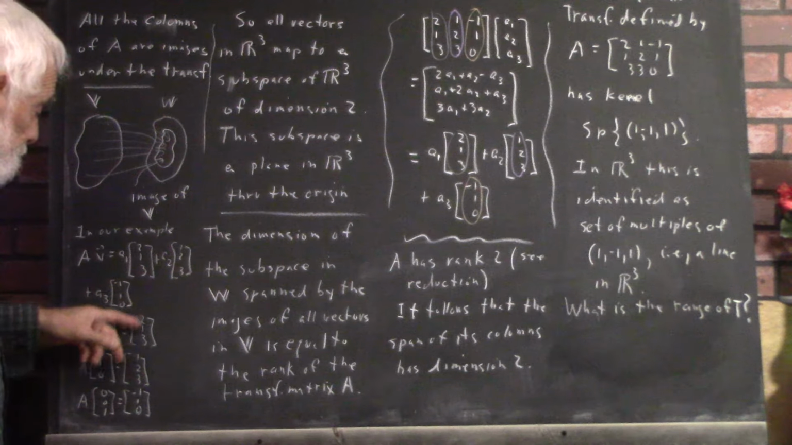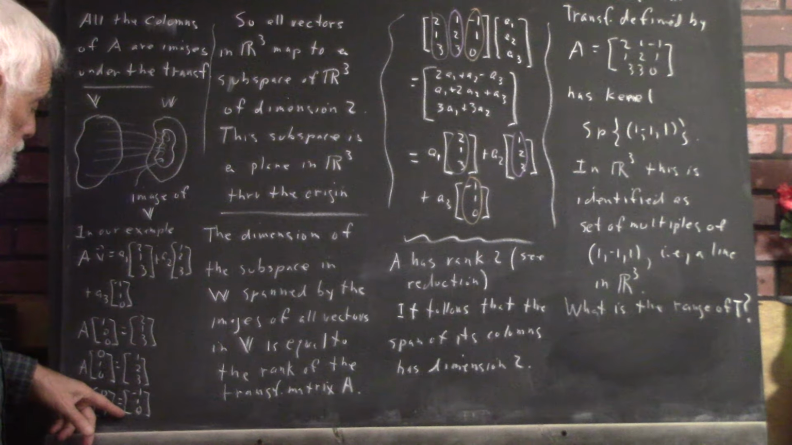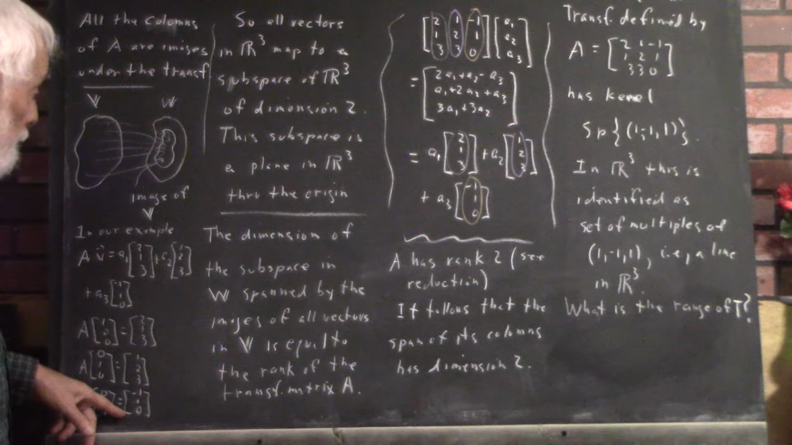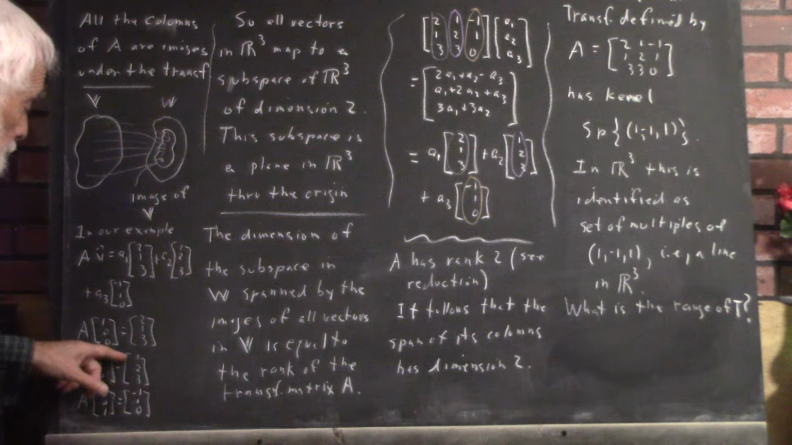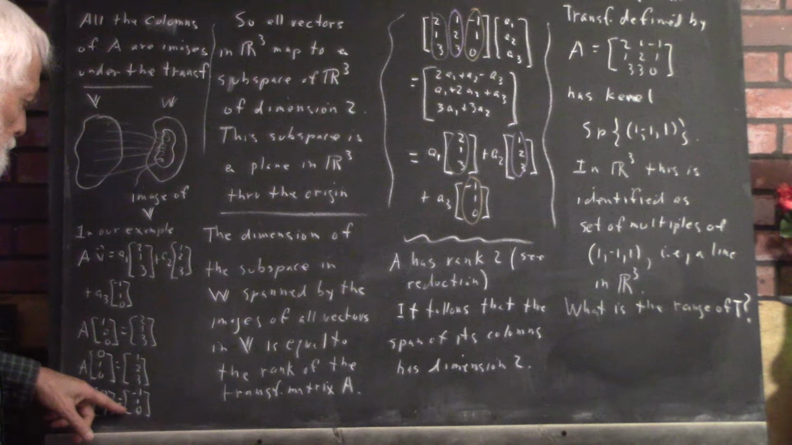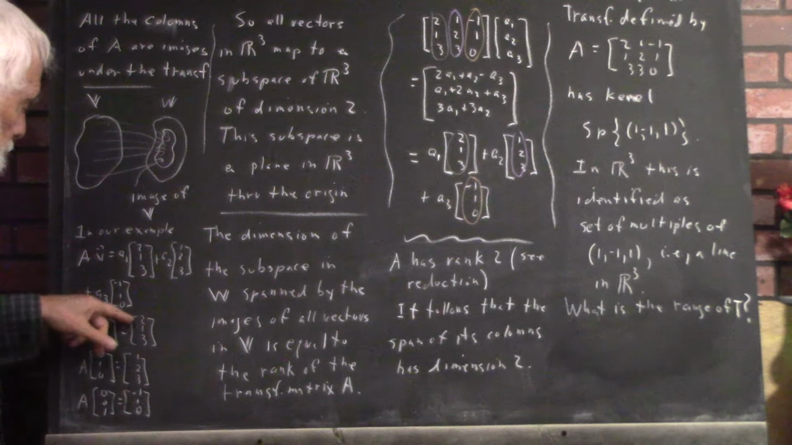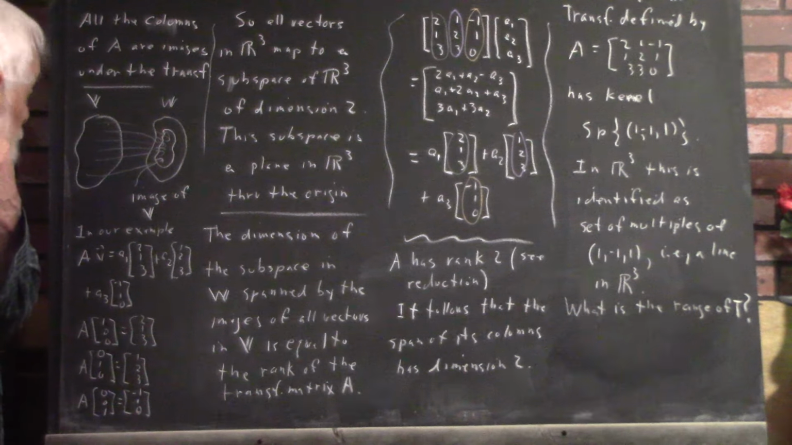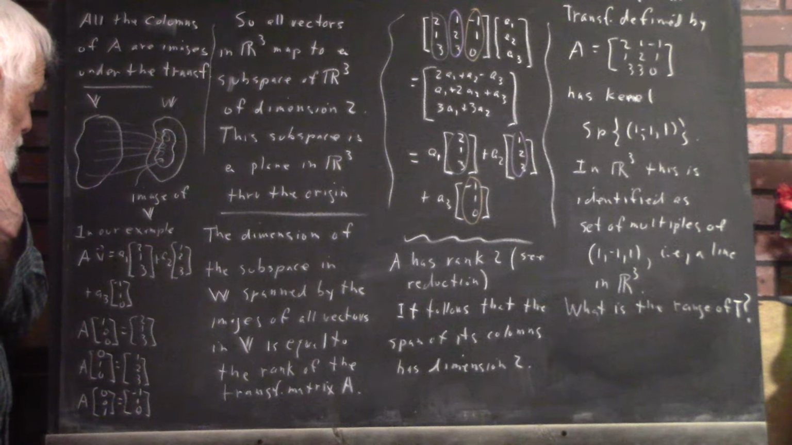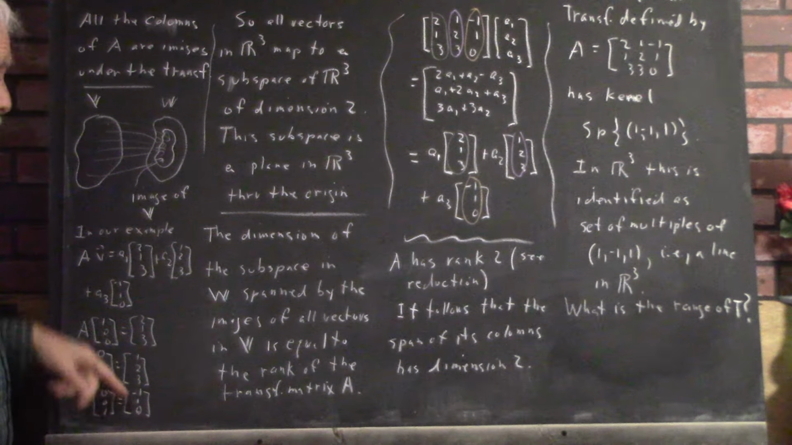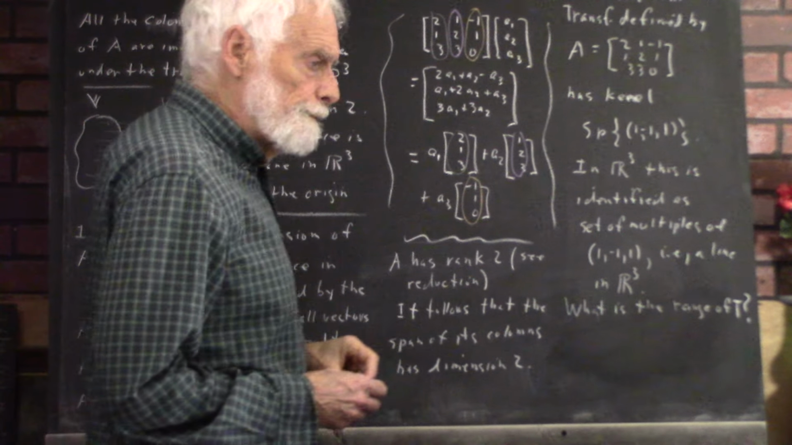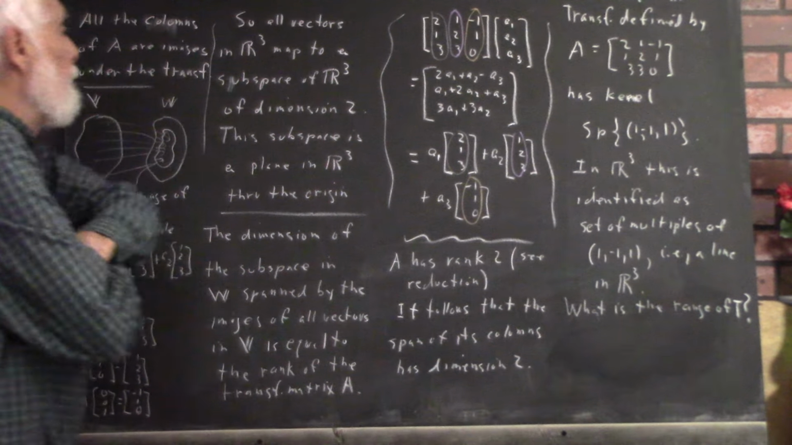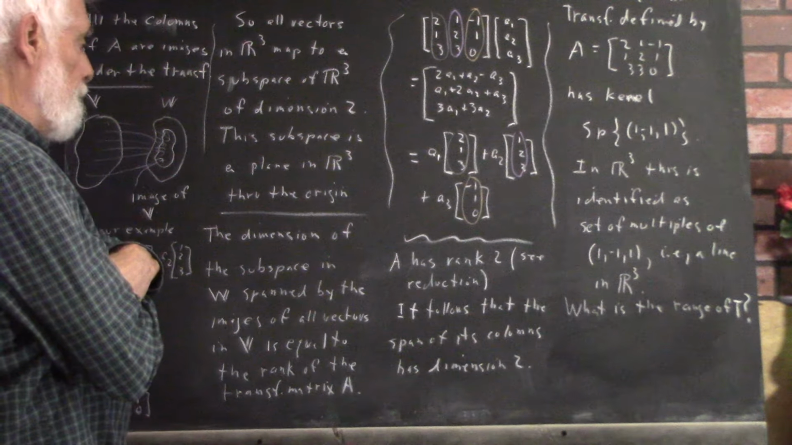You can also prove that these three vectors span all of the image and that they're not linearly independent. Because if you subtract this one from this one, you get this one. This one minus this one equals this one. They're not linearly independent. Okay, all this stuff is related in a way that we don't have time to get to today.